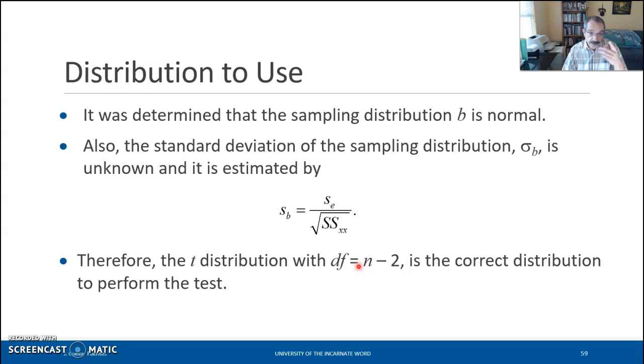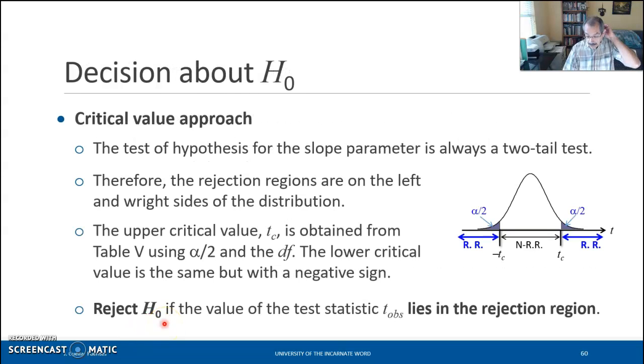Now we determined that the sampling distribution is normal, and as I mentioned earlier, the variance of b is unknown, so we're going to replace it with its estimate, using the standard deviation of the residuals. Because we're doing that, and because the sampling distribution of b is normal, we're going to use the t distribution to conduct this test. It'll be a t distribution with n-2 degrees of freedom. All right, now that we know that, we follow the same approach as before.